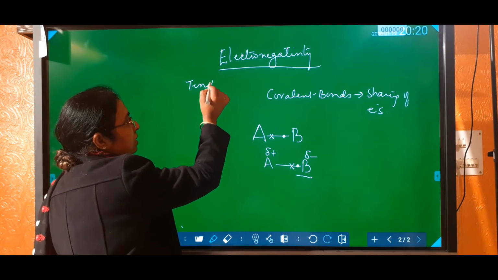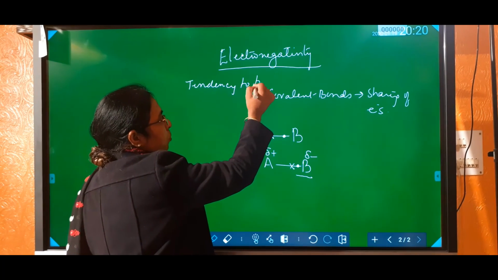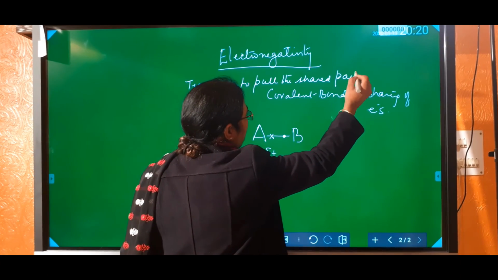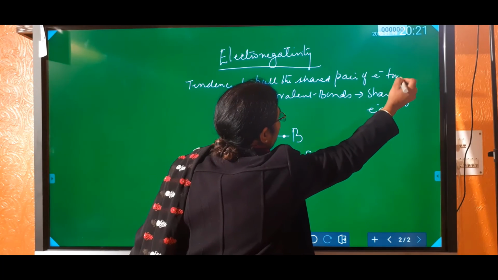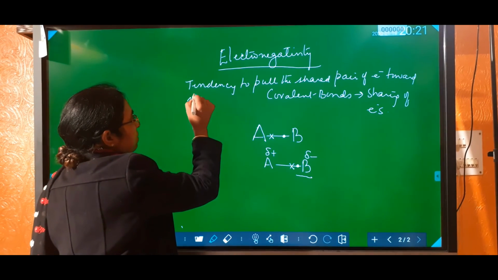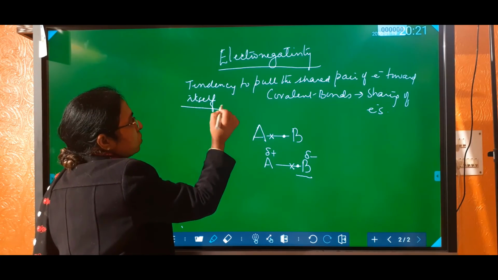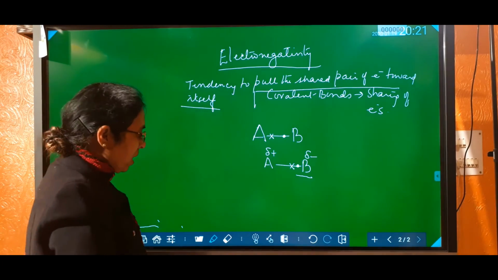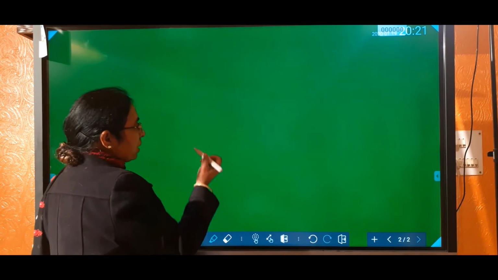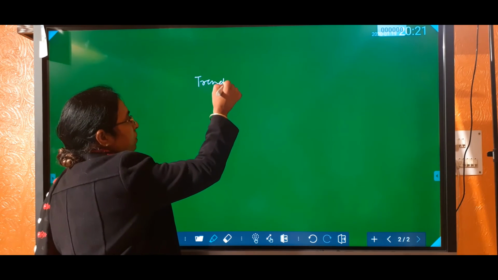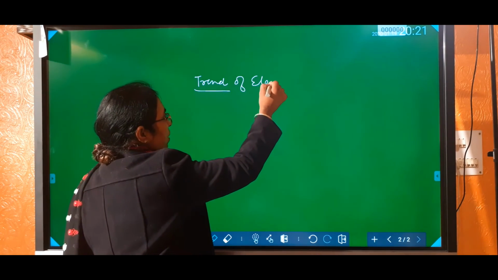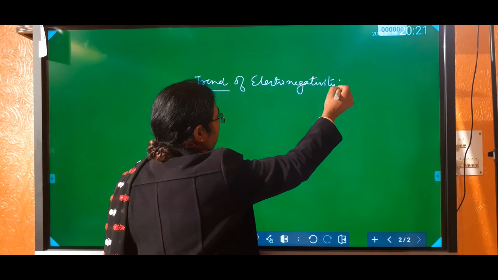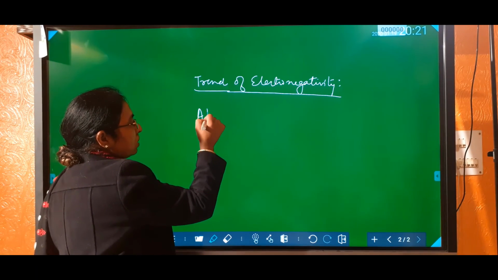So such a tendency to pull the shared pair of electrons towards itself is known as electronegativity. Now let us see the trend of electronegativity. What trend does it have? The trend of electronegativity along the period.